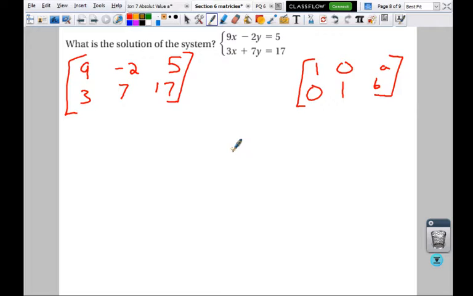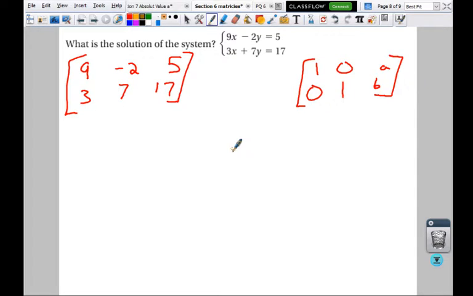I don't care about the some number. When they're this size, this is what I always want: 1, 0, and then 0, 1. So let's see. I can make that 9 into a 1 pretty easy, right? What can I do to make that 9 into a 1? Divide by 9.